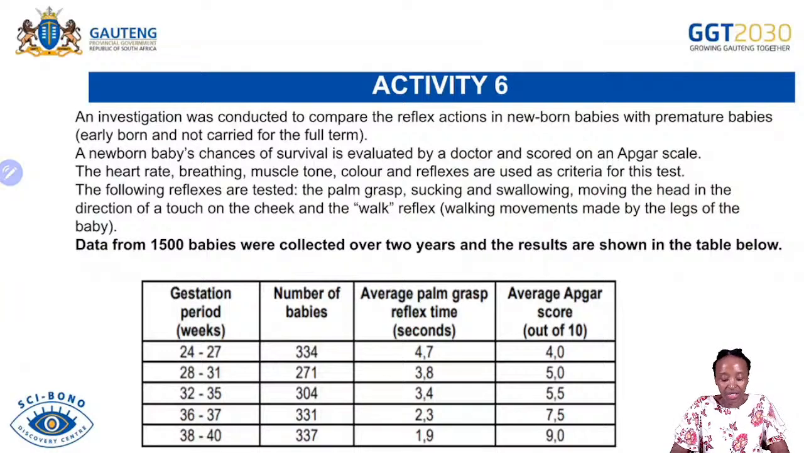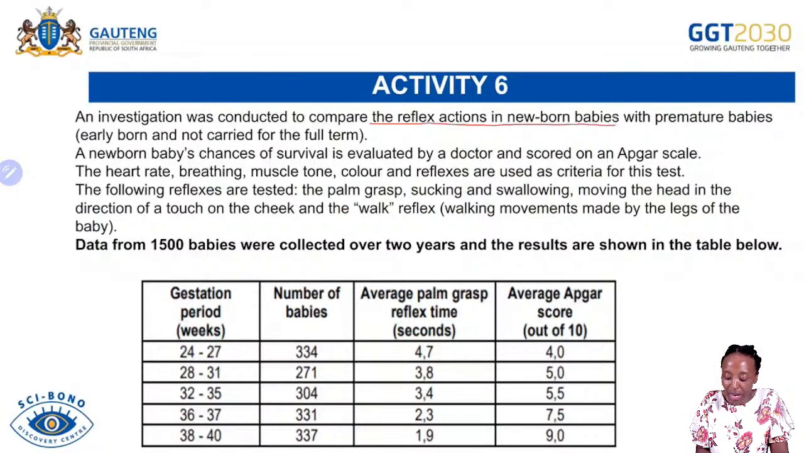So we have a question here. This is our last question, I promise. I did say it's the last one, activity 5, but this is the last one now, I promise. Activity 6. It's a story that we must all read together. We're looking at an investigation that was conducted to compare the reflex action in new babies with premature babies.